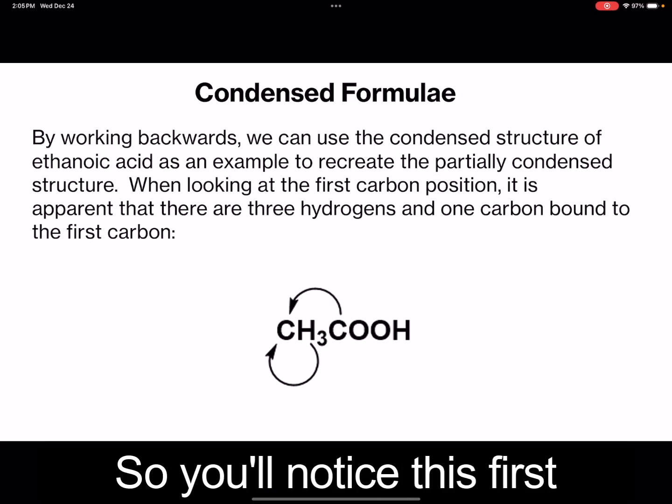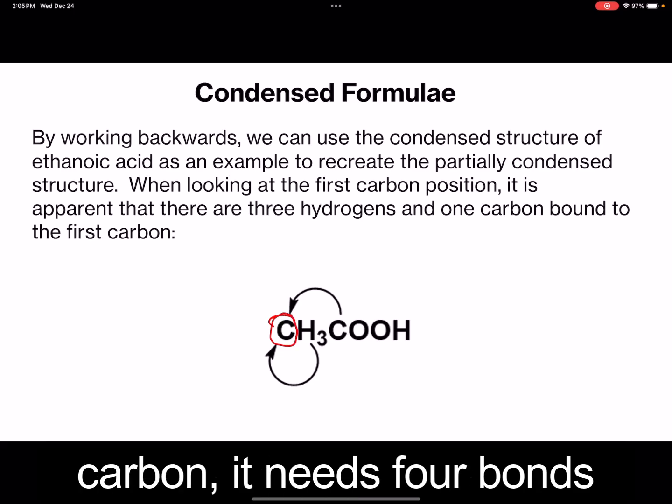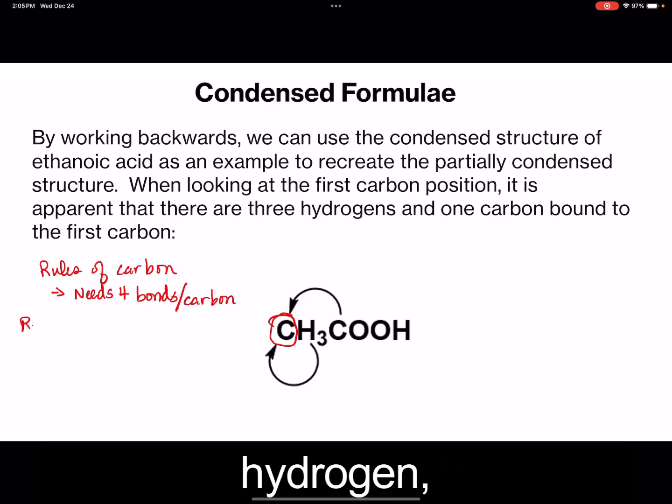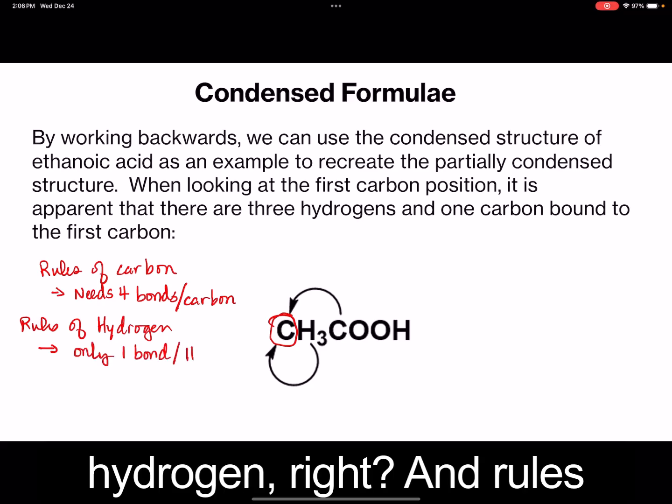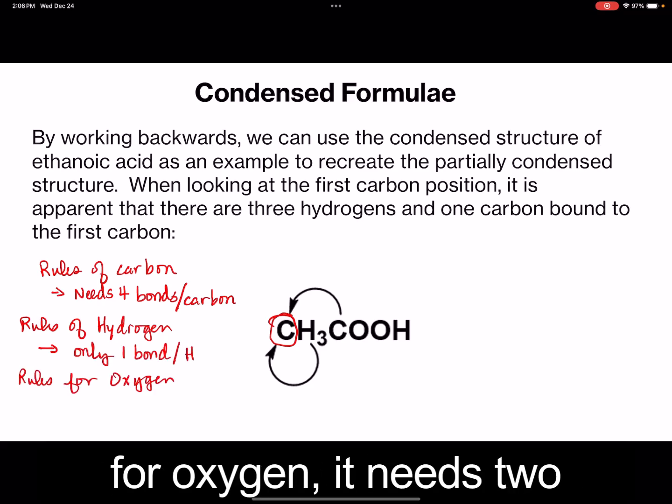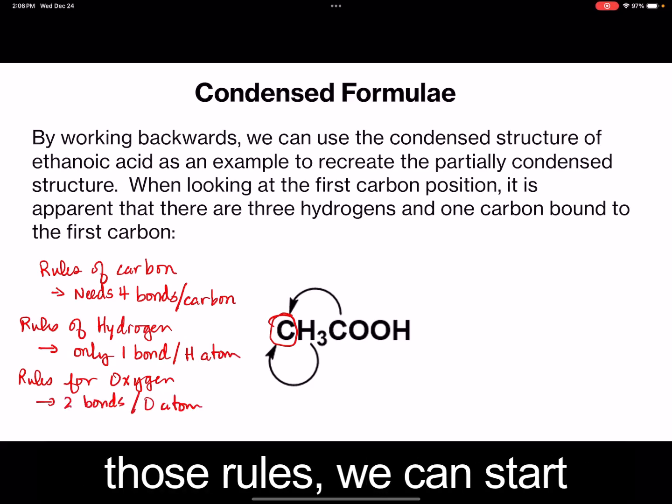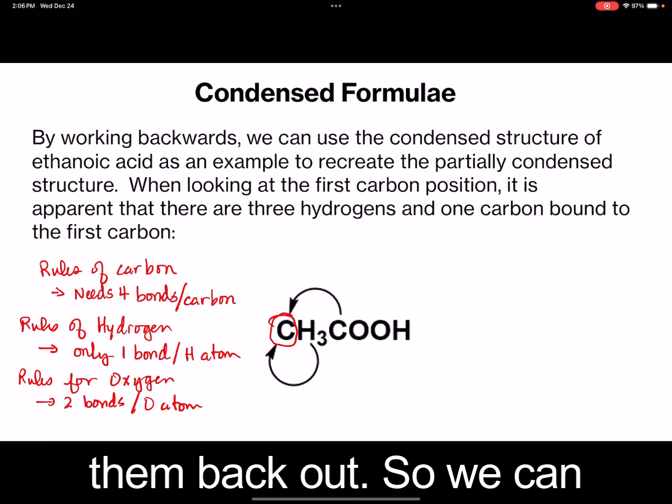So you'll notice this first carbon, you have to remember the rules of carbon. It needs 4 bonds per carbon. Rules of hydrogen, it can only have 1 bond per hydrogen. And rules for oxygen, it needs 2 bonds per oxygen atom. With those rules, we can start looking at condensed formulas and trying to build them back out.